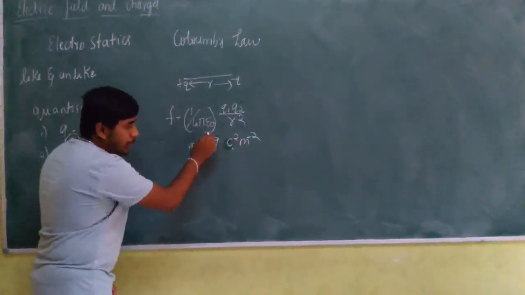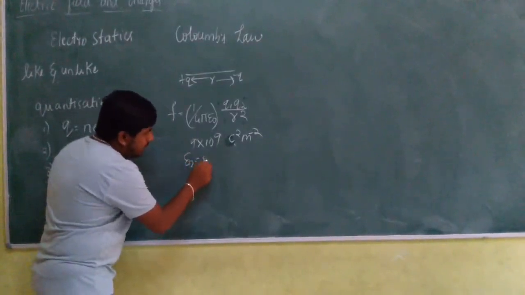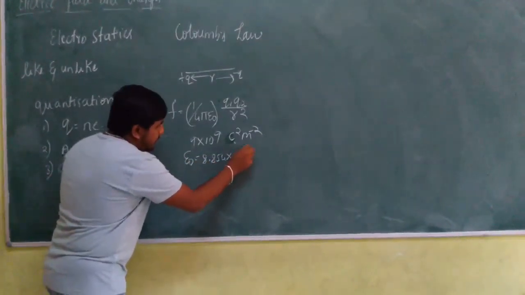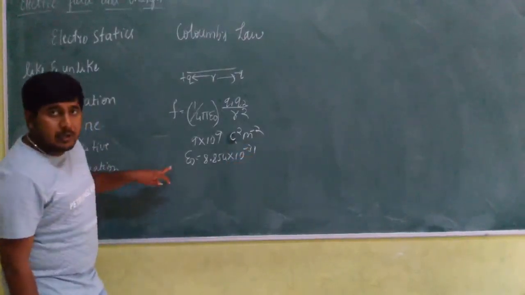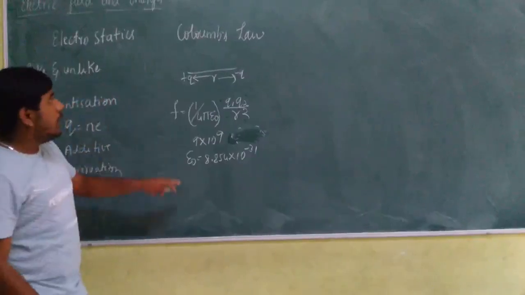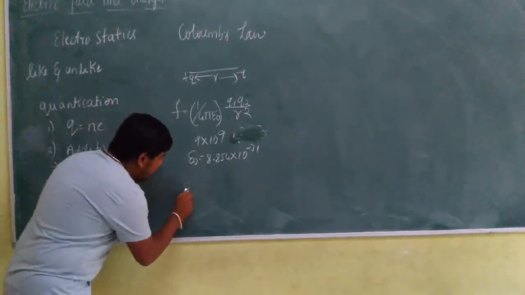So we got the value of 1 by 4 pi epsilon. The epsilon is the permittivity of free space. Its value is 8.854 into 10 power minus 12. This is the permittivity, and the SI unit should be noted. So in Coulomb's law this much is known. After this we came across electric field.